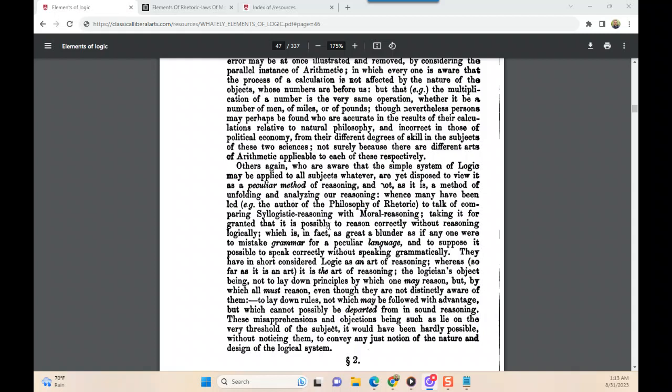Comparing one kind of reasoning, syllogistic reasoning, with moral reasoning. Taking it for granted that it is possible to reason correctly without reasoning logically, and that makes no sense. Which is in fact as great a blunder as if anyone were to mistake grammar as an art that applies to all languages for a peculiar language, and to suppose it possible to speak a language correctly without speaking grammatically. That's not possible. They have, in short, considered logic as an, notice he put an in italics, they have considered logic to be an art of reasoning, or one kind of art of reasoning, whereas it is the one and only art of reasoning.